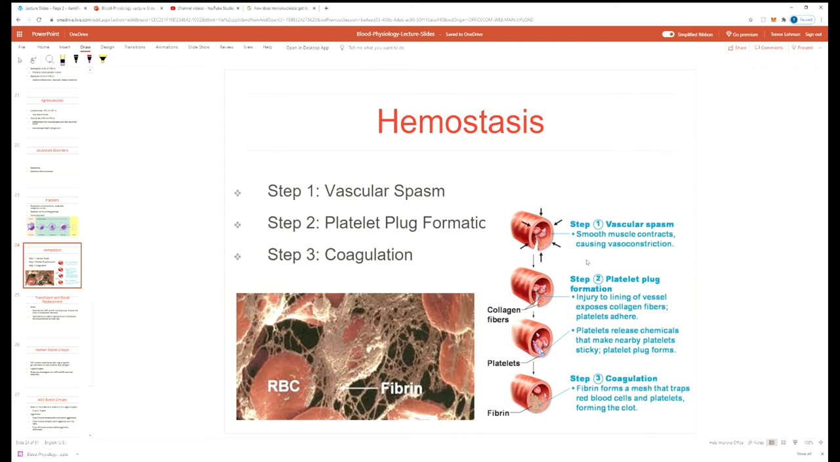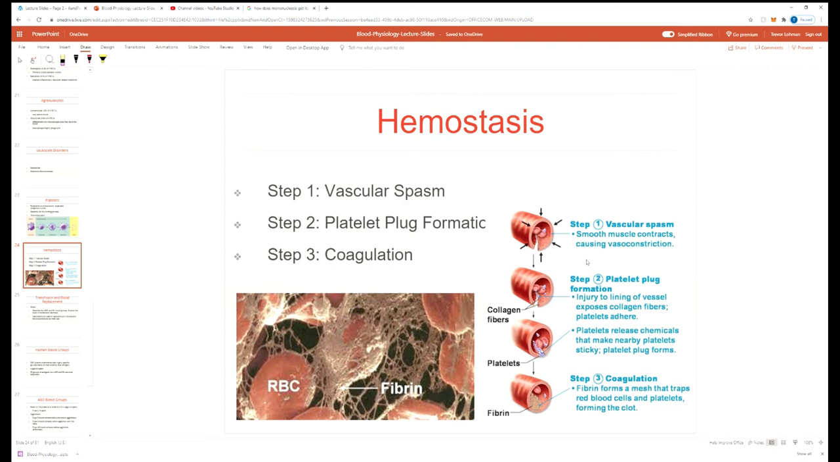Once that happens, the platelets release chemicals that make other platelets more adhesive. So those initial collagen fragments get covered up by platelets, the platelets bind to them, but then those platelets become sticky. So other platelets start to stick to them. So you start to get this coalescence of platelets in this tear.